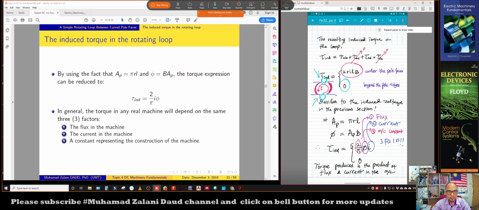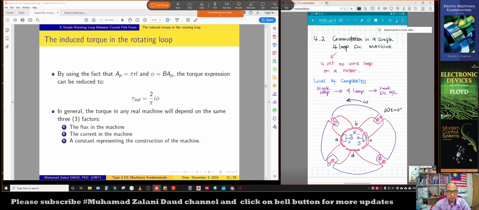This torque will also be influenced by the physical construction or the material that is used for the machine. This part represents the machine constant, which just depends on the material, the size, and the construction of the machine. So the final torque is 2 over pi times phi I. That is the torque under the pole faces.